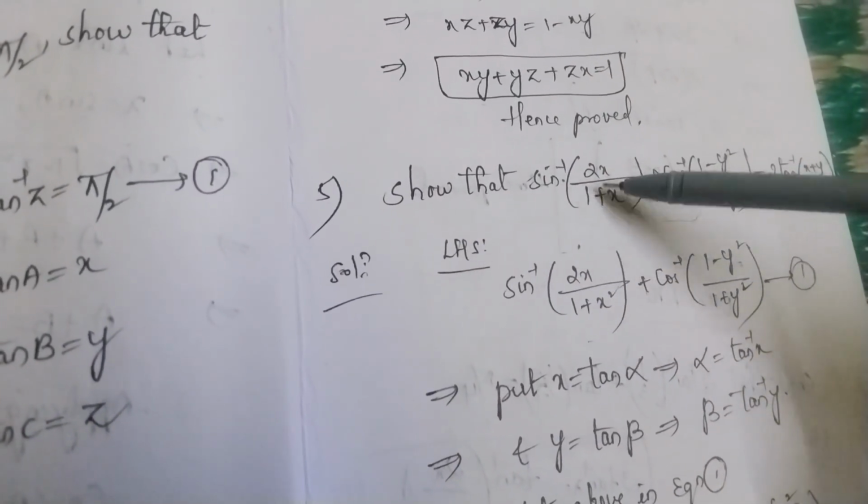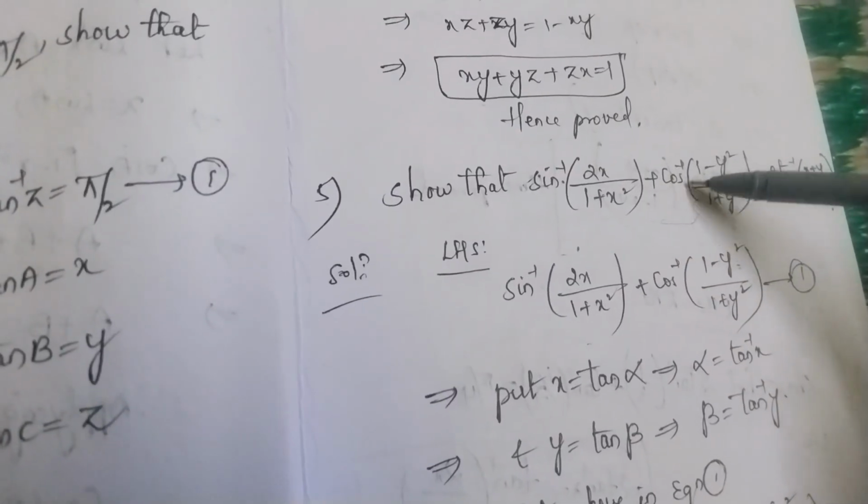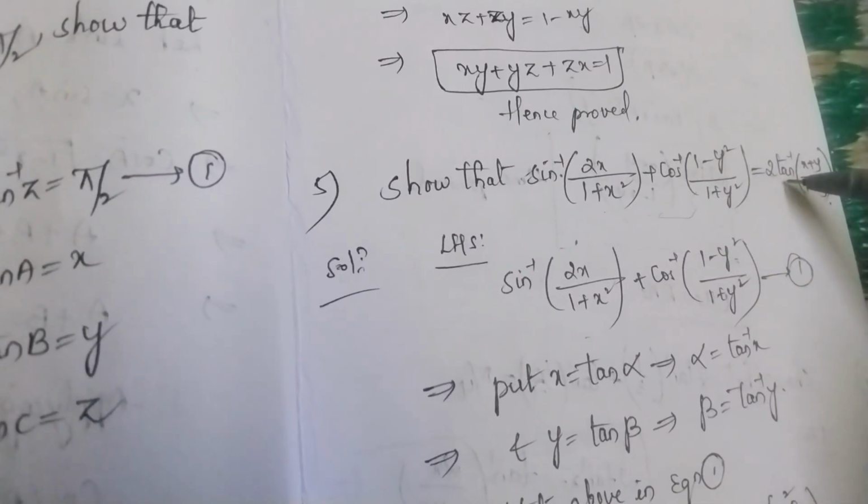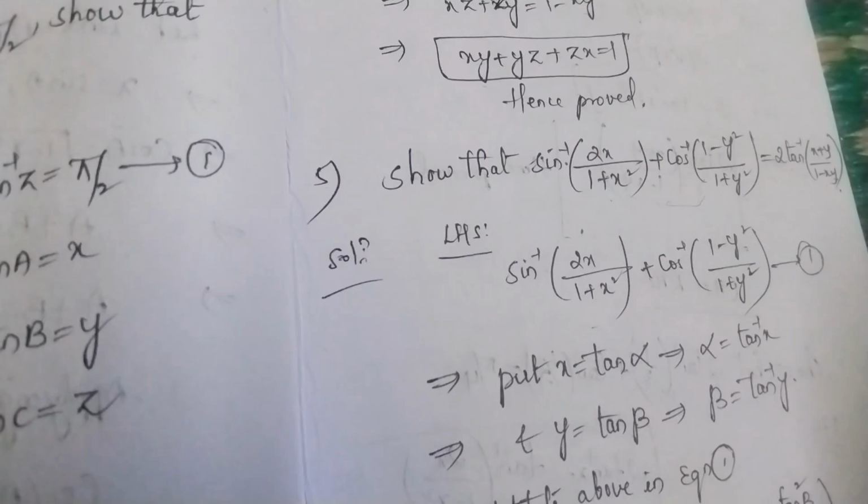Show that sine inverse of 2x by 1 plus x square plus cos inverse of 1 minus y square by 1 plus y square is equals to 2 tan inverse of x plus y by 1 minus xy.